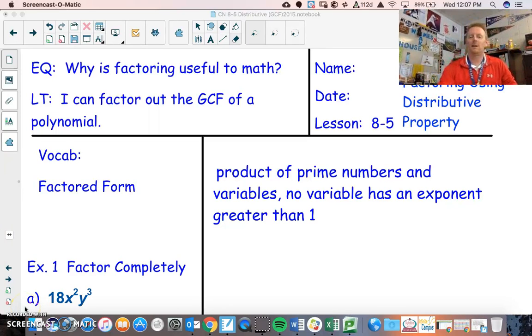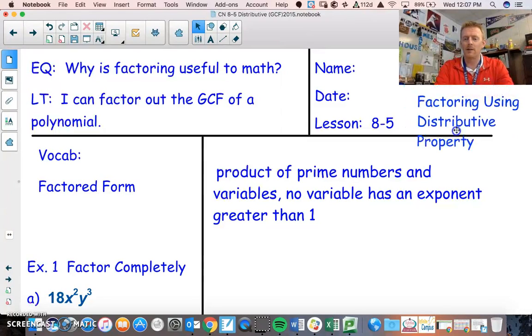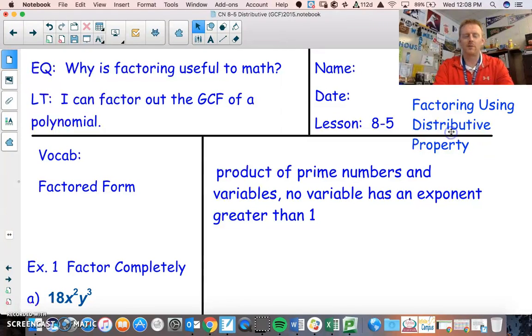We are talking, I think my face is in the way here, so we're going to move it so you can see it. But we are talking today about lesson 8.5. We're getting the beginnings of talking about factoring, and this is using the distributive property.